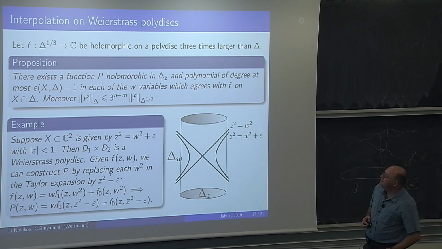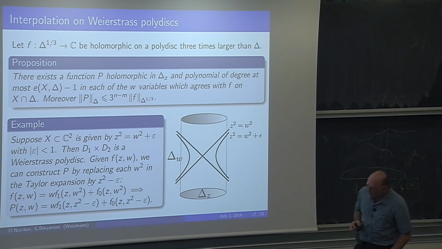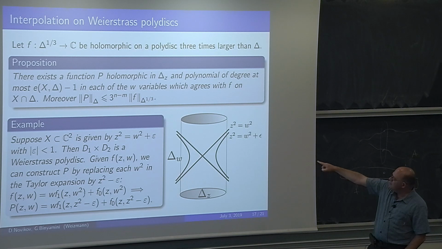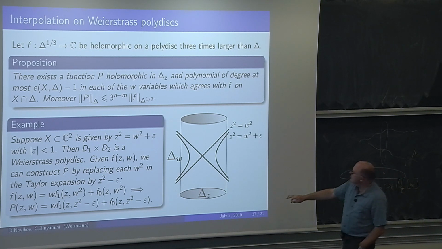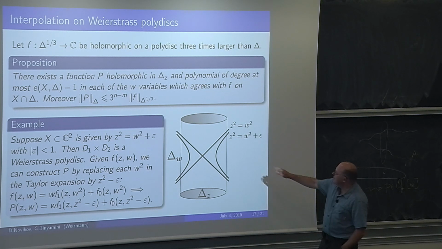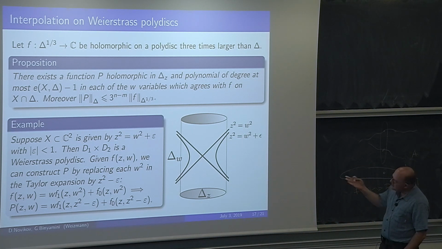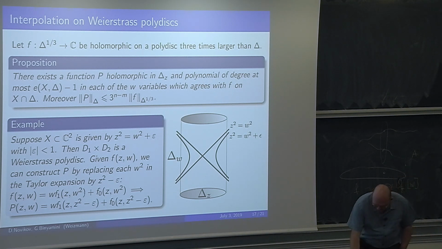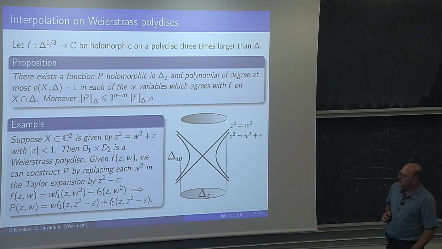Now, why is this good? Because the main counterexample, the hard example for the Gromov-Yomdin theorem, is the family of hyperbolas. So something like this. It turns out that the parameterization of hyperbolas is extremely difficult. But from the point of view of Weierstrass polynomials, this is a Weierstrass polydisk. It is the same nice, good family.